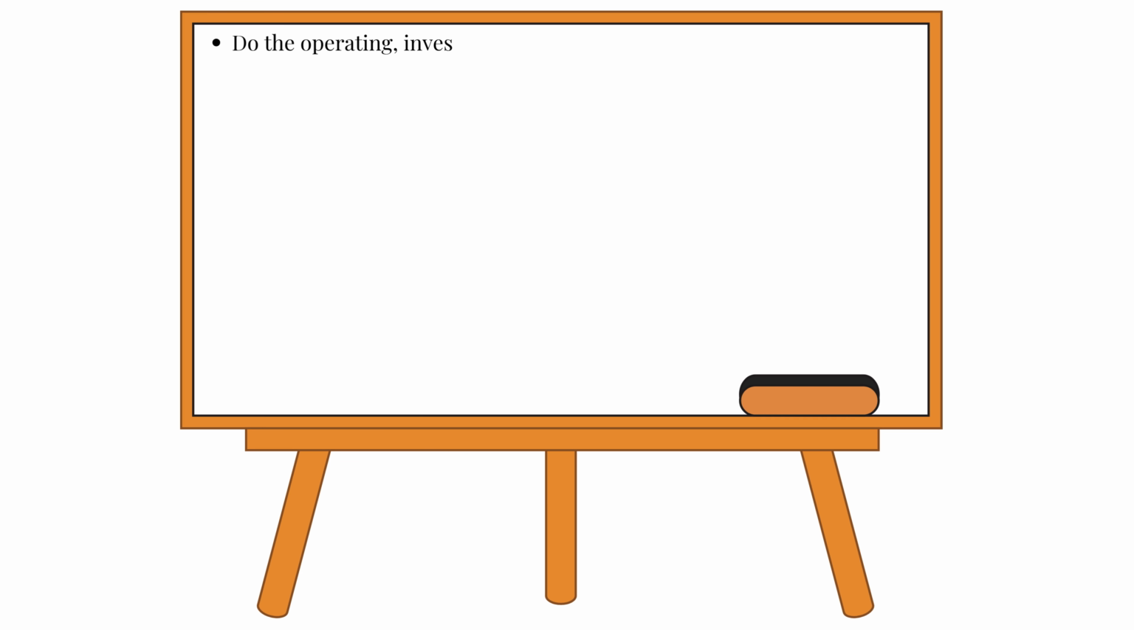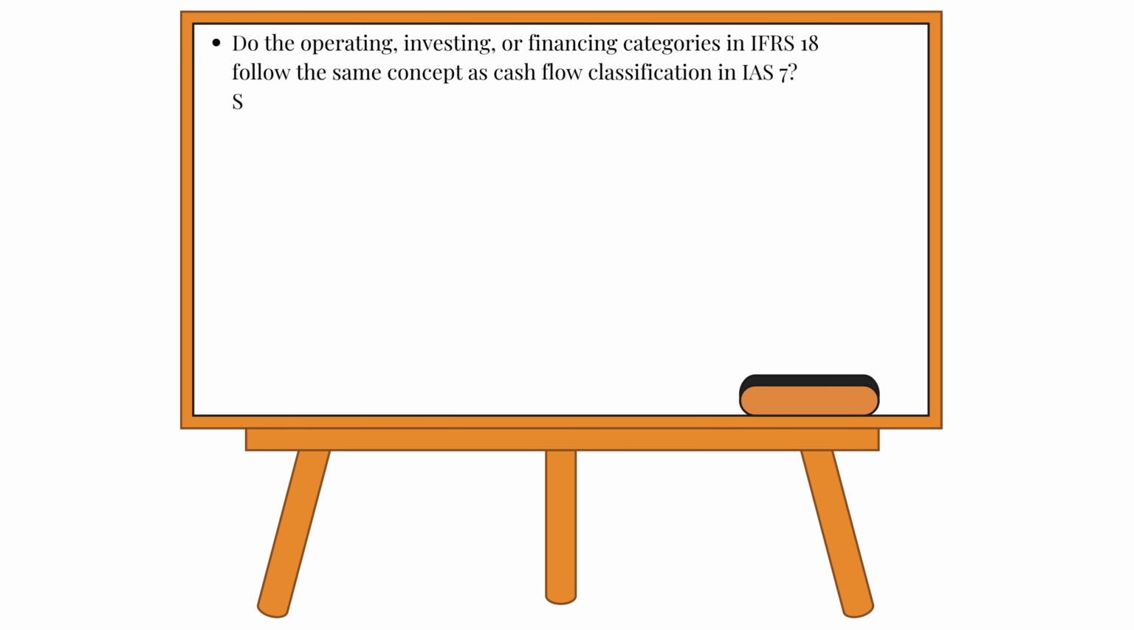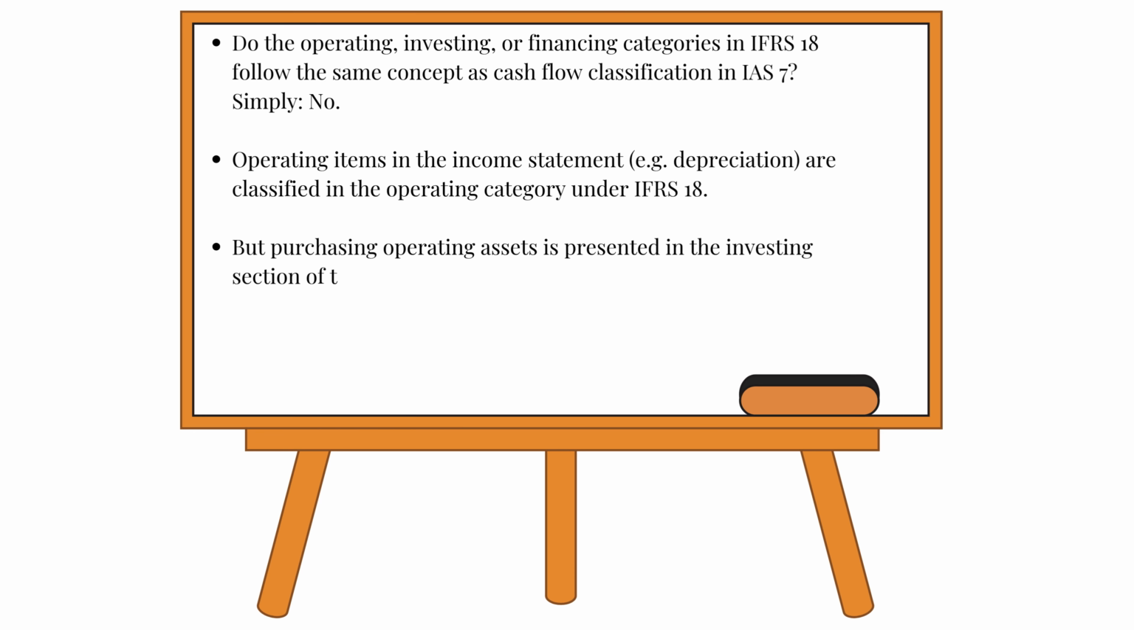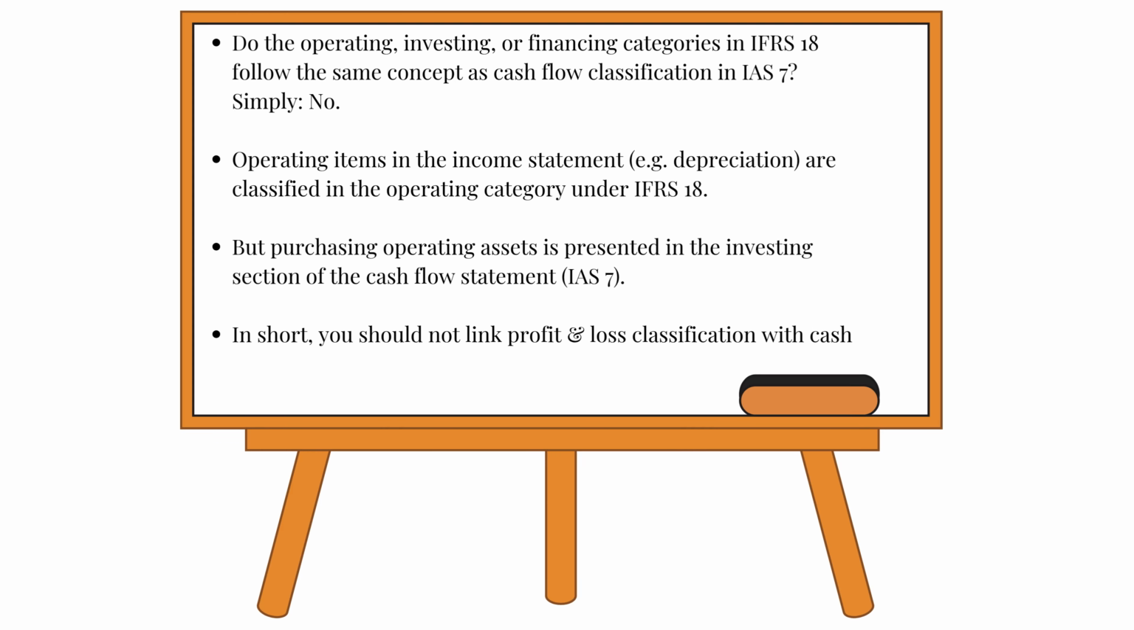Do the operating, investing or financing categories in IFRS 18 follow the same concept as cash flow classification? Simply, no. Operating items in the income statement, like depreciation, are classified in the operating category under IFRS 18. But purchasing operating assets is presented in the investing section of the cash flow statement. In short, you should not link profit and loss classification with cash flow classification. That was not the objective of the IASB when developing IFRS 18.